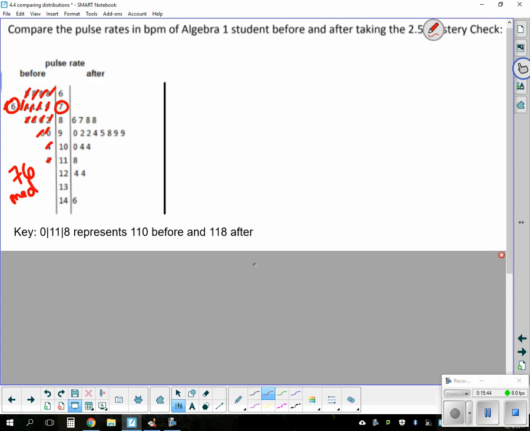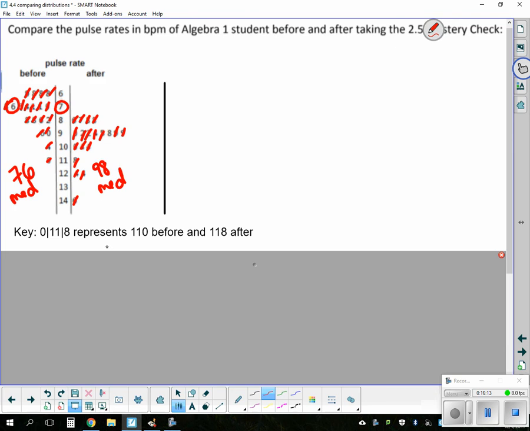76 median. Over here, I'm going to do that same thing. 4 was a good number for me. 1, 2, 3, 4. Here I'm going to do 3. I need 3 from the high side. 3 from the low side then would be there. 1, 2, 1, 2 there. And I end up with 98 for my median there. So I could talk about the center of the pulse rate after is higher, its median is 98, versus the center, the median before is 76.